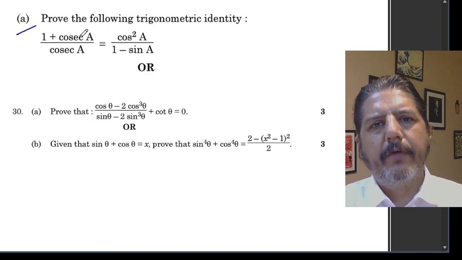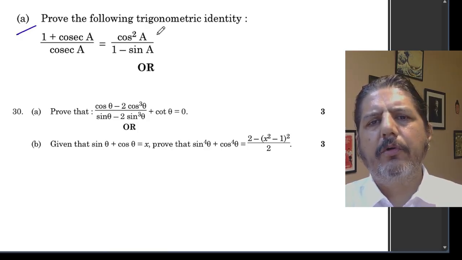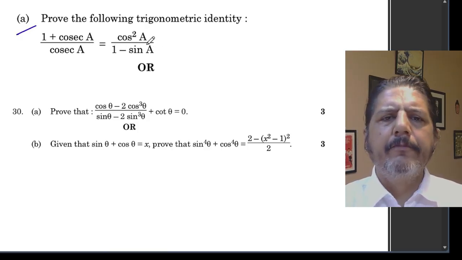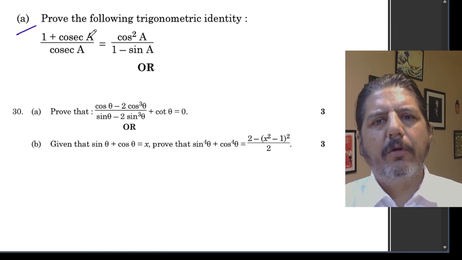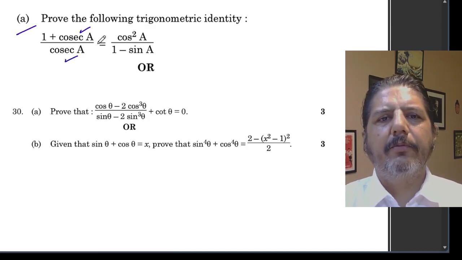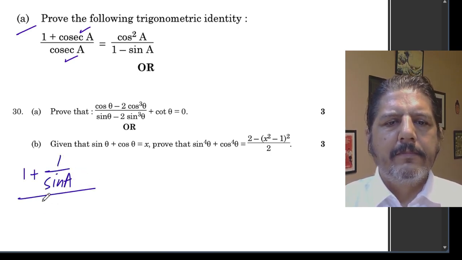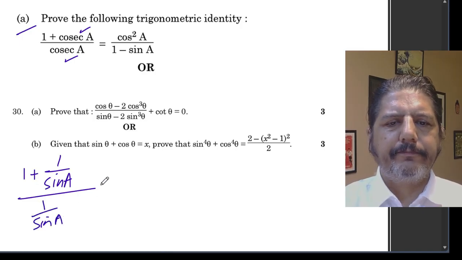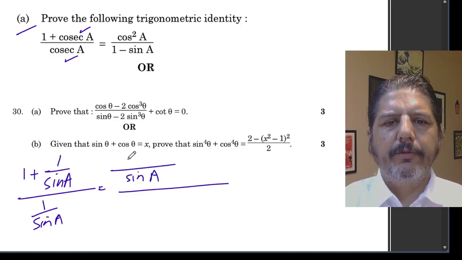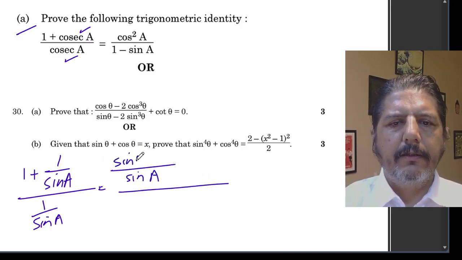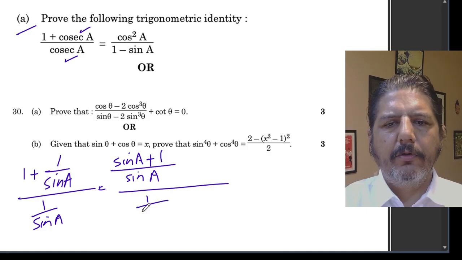So next question: 1 plus cosec A upon cosec A is equal to cos²A upon 1 minus sin A. A fairly easy question. All that I need to do is convert this cosec A as 1 upon sin A. So if I take the left hand side, I'll write this as 1 plus 1 upon sin A, upon 1 upon sin A. So sin A would be the LCM in the numerator. It will be sin A plus 1 whole upon sin A, upon 1 upon sin A.